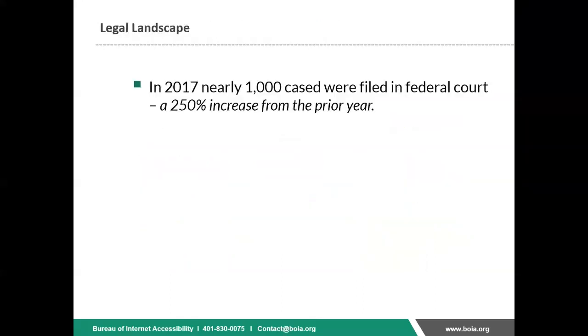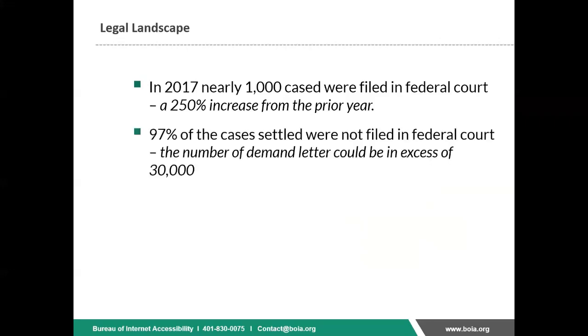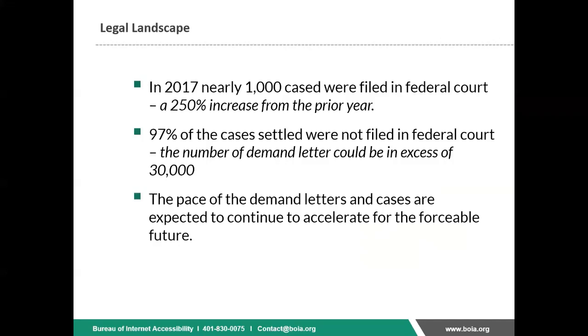Last year, there were almost 1,000 cases filed in federal court. That's a 2.5-fold increase from the prior year. The majority of these were actually not filed in federal court. They were in the form of a demand letter, and that number looks like it could be in excess of 30,000 demand letters sent out. The pace of these demand letters and cases are expected to continue to accelerate for the foreseeable future.